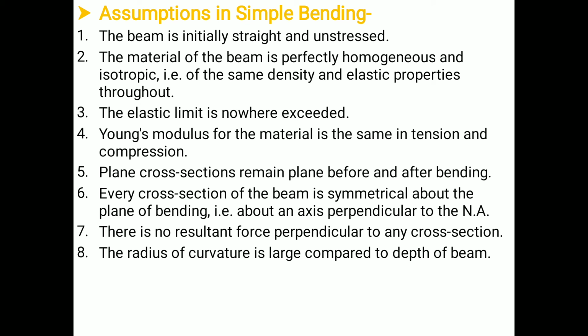The sixth assumption is that every cross section of the beam is symmetrical about the plane of bending, that is, about an axis perpendicular to the neutral axis. The seventh assumption is that there is no resultant force perpendicular to any cross section. And the last one is that the radius of curvature is large as compared to the depth of the beam.